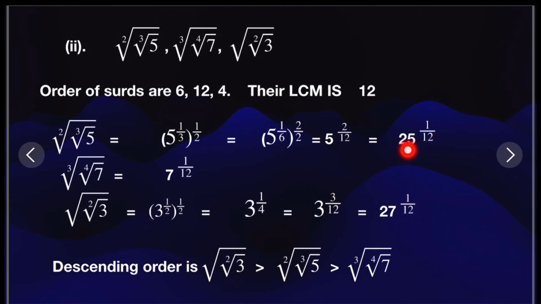Now look at the values. Which is the highest? This. So this is the descending order. You will write this first, then you are going to write this, and then this surd last.